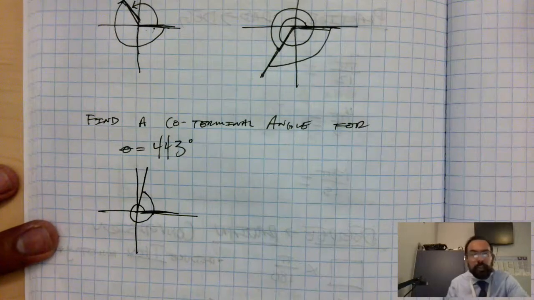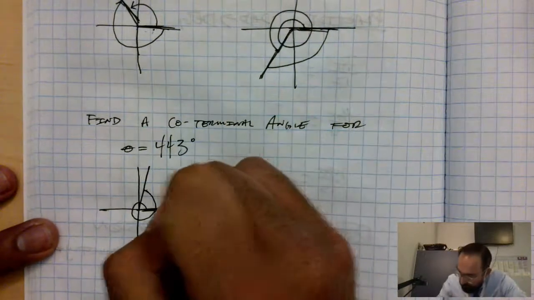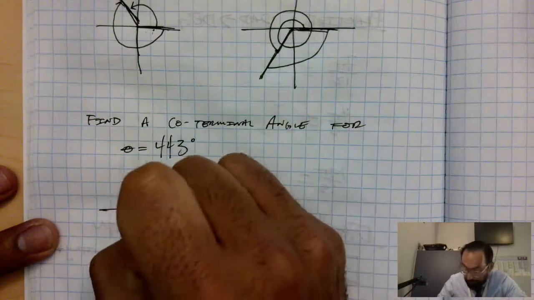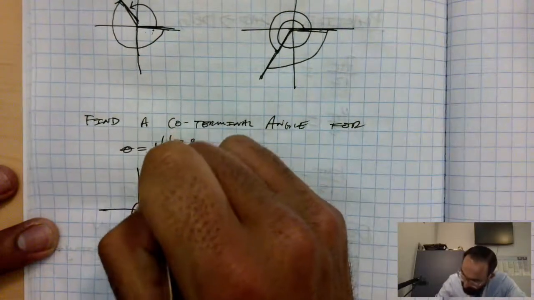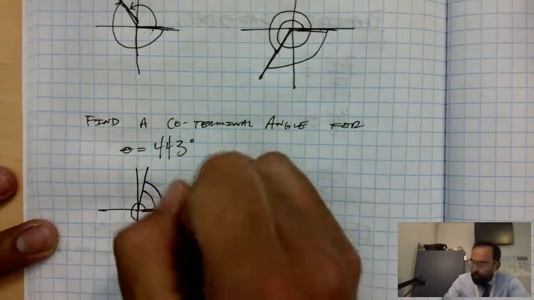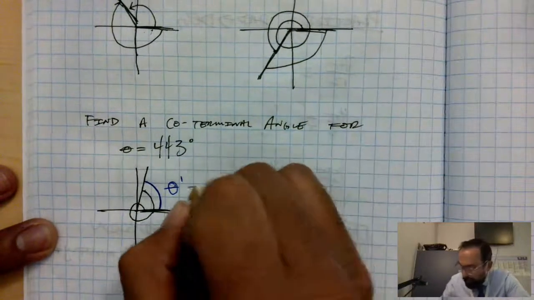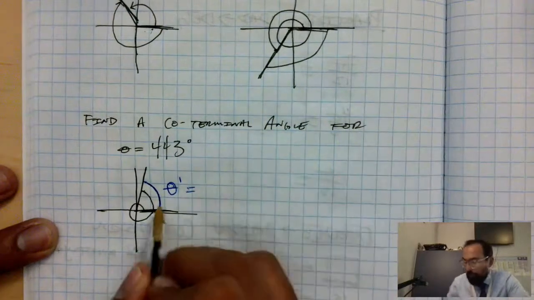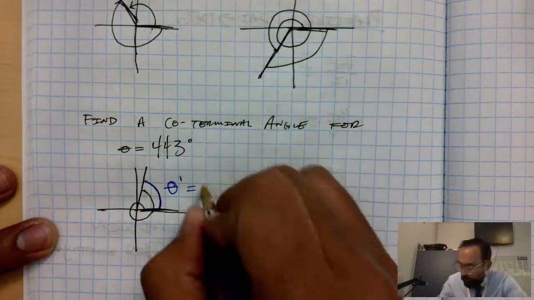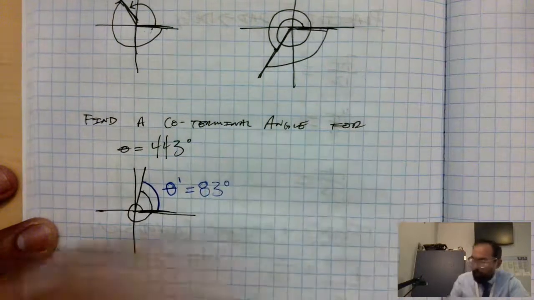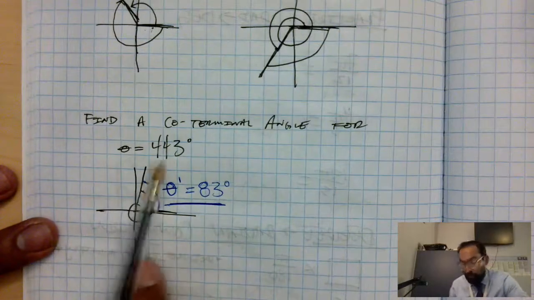So if I wanted to find an angle that is coterminal to that, I just have to look at the leftover part from 0 degrees to get to that terminal side. So I can still rotate in the same direction, and that angle right there would be my coterminal angle. I denote it with a little prime, meaning my coterminal angle is theta prime, which was the 83 degrees that I needed to get to that last portion. So 83 degrees would be my angle that is coterminal with 443 degrees.